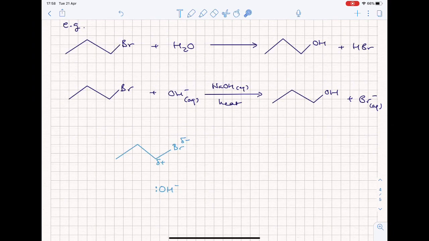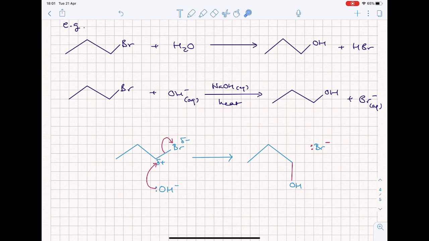So the partial positive carbon here is attacked by the electron pair on the hydroxide ion. So we get the arrow from the electrons to that partial positive, and as those electrons approach, the bonding pair of electrons here can repel towards that bromine, and we get the alcohol that's formed here. And we also get substituted out the bromide ion here. So this is a substitution reaction, and this mechanism is nucleophilic substitution.